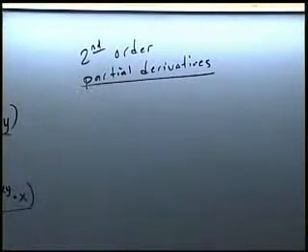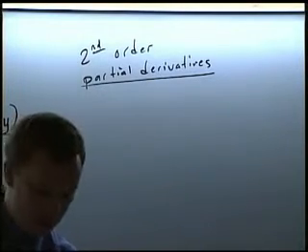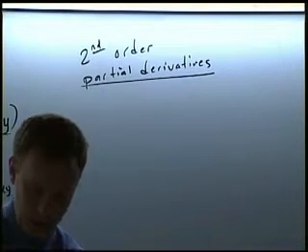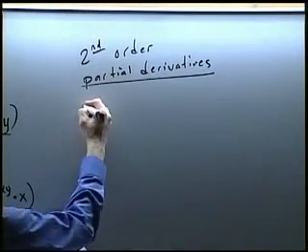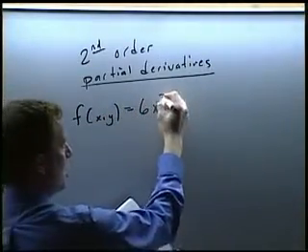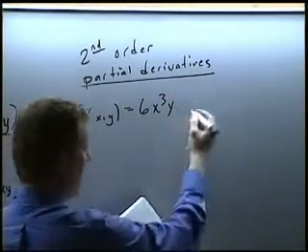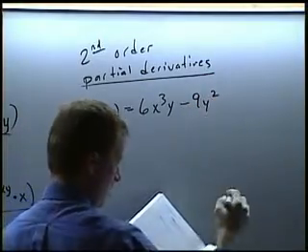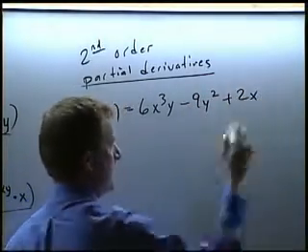And what second order derivatives are, basically we're saying we're going to take the second derivative of a three-dimensional function. Okay? So just like we could do second derivatives before with two-dimensional functions, we can do the same thing with three-dimensional functions. Now, let's start with an example that'll be a little more manageable, though. Okay? F of xy equals 6x cubed times y minus 9y squared plus 2x.